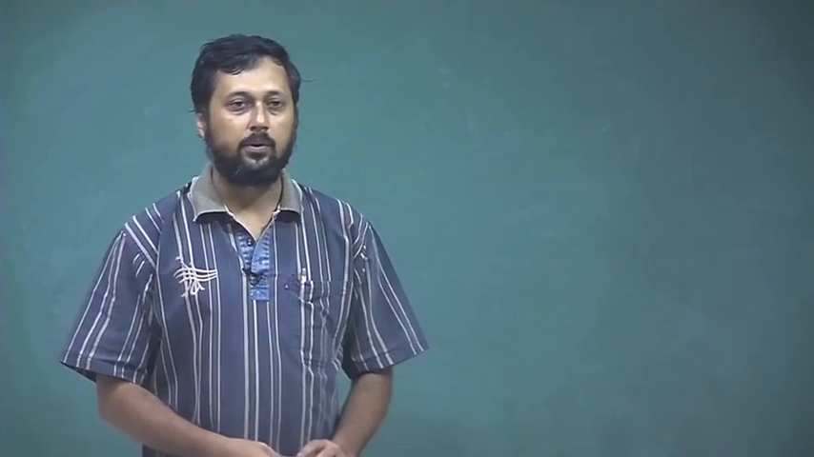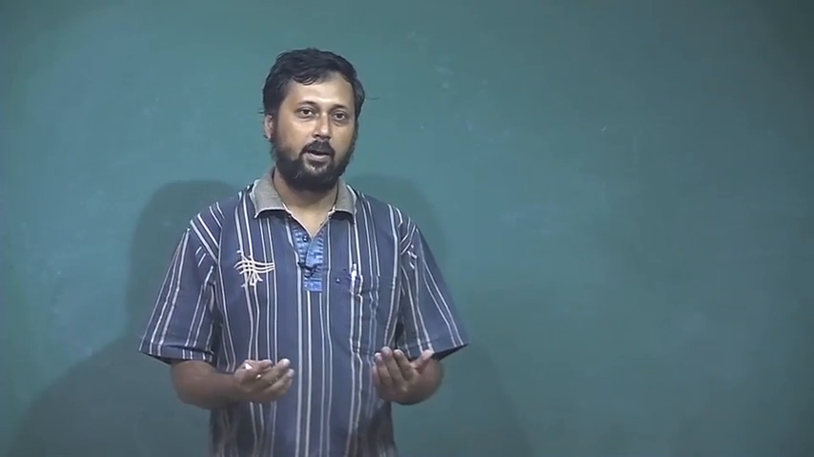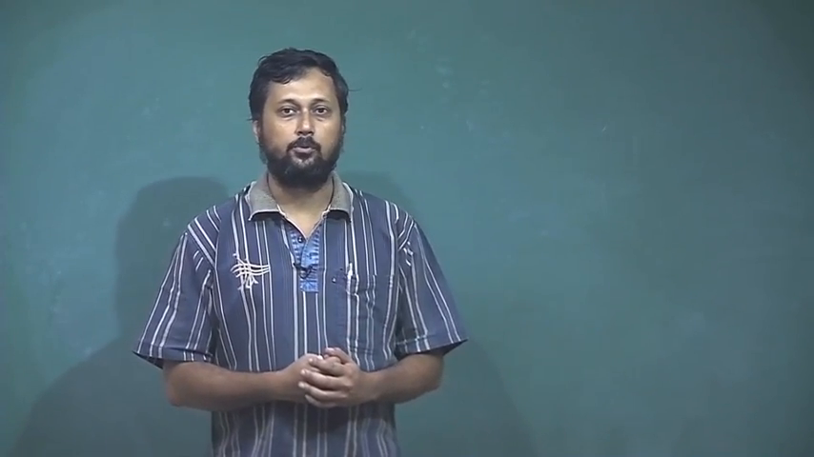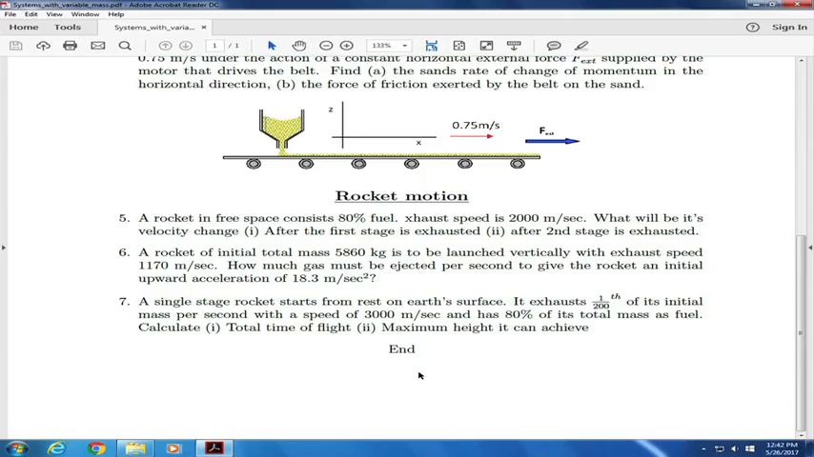Okay, so we developed the necessary equations for solving the rocket equation, and we took two cases. One is a rocket in free space, and the second case is when the rocket moves under the action of gravity. Now we will take up some of the problems and try to do them. So the first problem is, in a rocket which moves in free space, 80% is fuel.